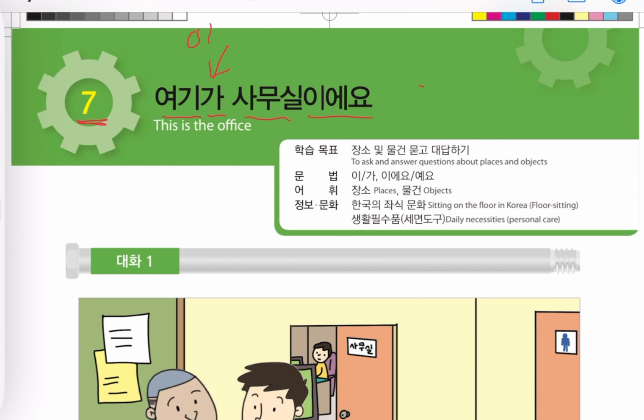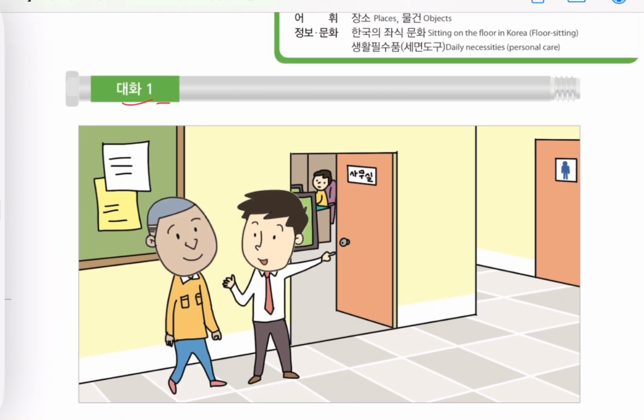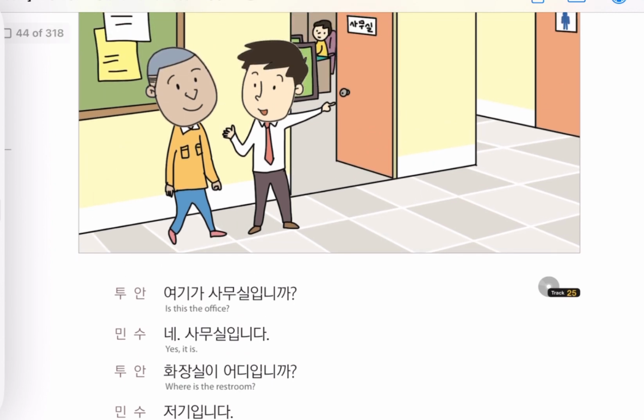Here is the office. 대화 1. 대화 is conversation and il is number 1. Conversation number 1. 여기가 사무실입니까? Yogiga here, samushil office. Imnika is used for asking a question. Here is the office? 네, 사무실입니다. Ne is yes. Samushil office. Imnida is used to complete the sentence with an answer. So samushil imnida, yes. Here is the office.